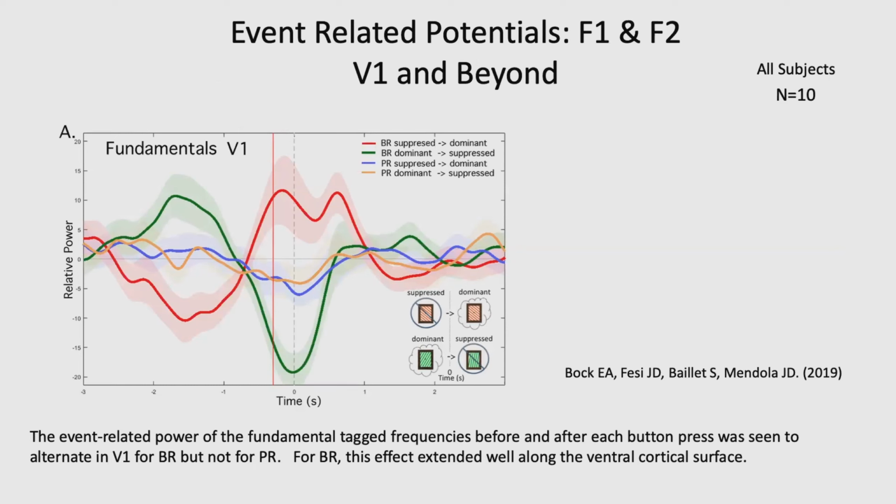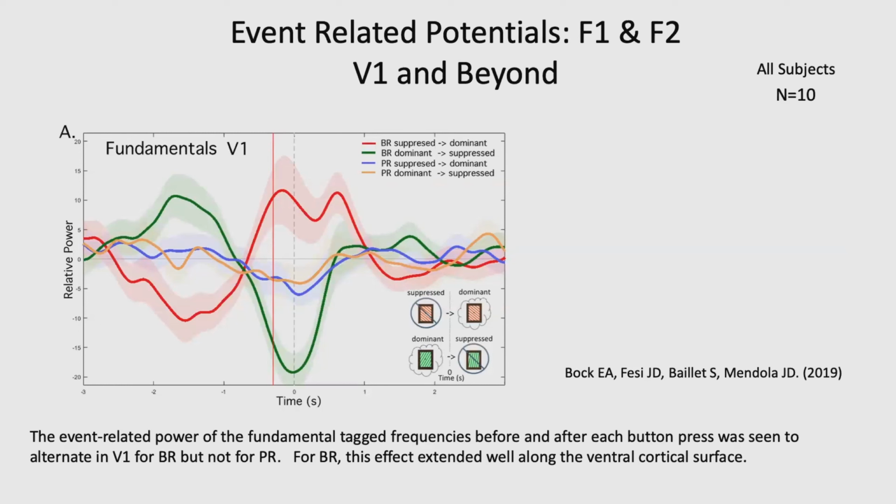And this is certainly standard, and I'm definitely not the first person to show this, but it's nice to be able to see time zero here. This is an event-related plot. Time zero is when the subject pressed the button to say that they switched percepts. And so it's quite a robust finding that the power of the stimulus that has now become dominant will peak, and the tag associated with the now suppressed percept is diminished.